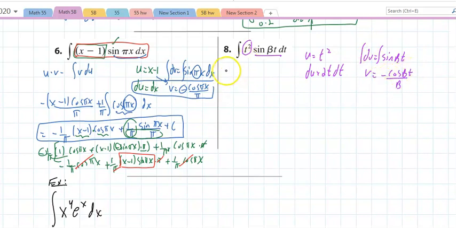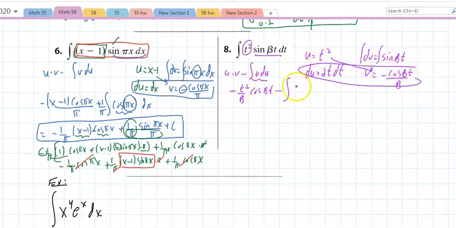And this is going to be u times v minus the integral of v du. U times v is right there, negative t squared over beta cosine of beta t, minus the integral of v du, which is this. And I'm going to take the 2 over beta out. I'm left with t the cosine of beta t dt. It's true that this integral right here is still not done, but I started with t squared, now I have t. I'm on the right track, which means I have to do integration by parts again, but only on this piece.